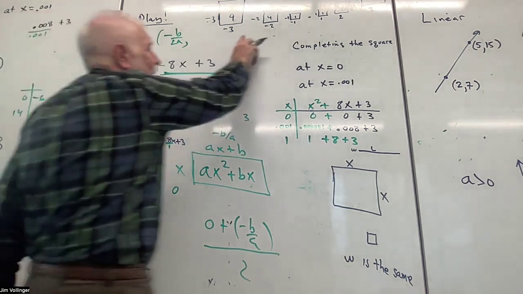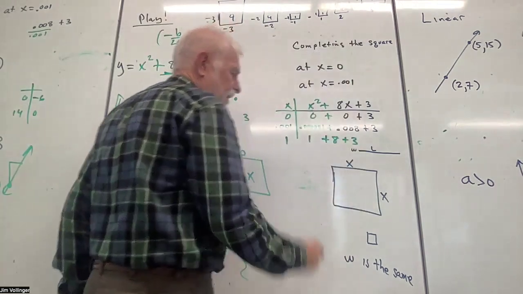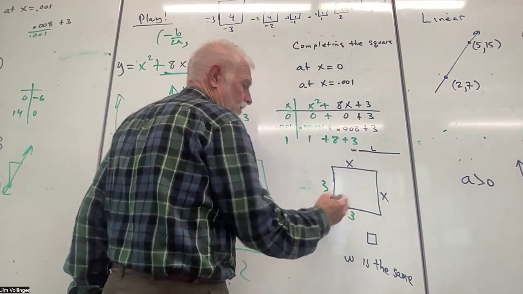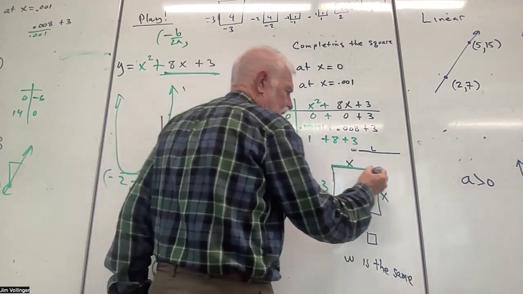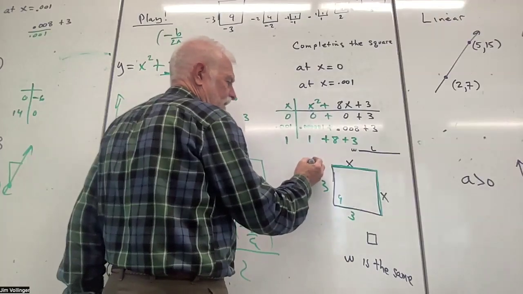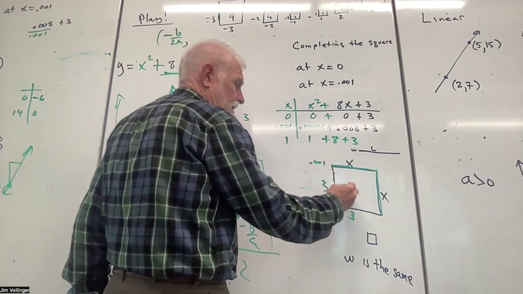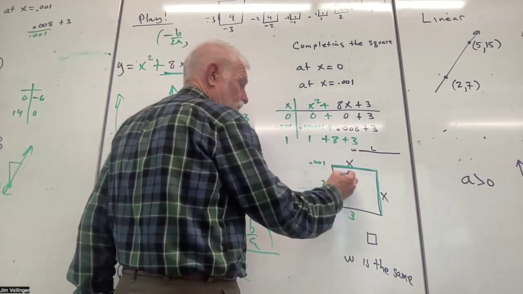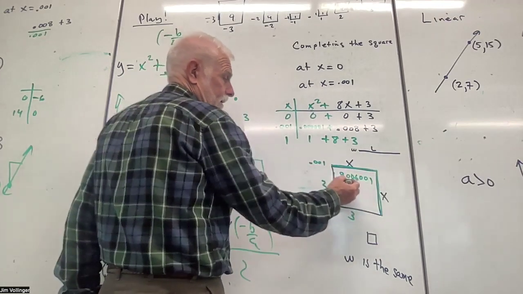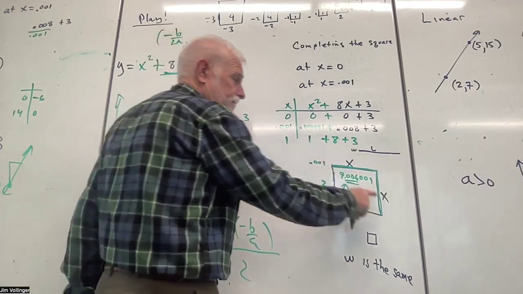Well, we got to go back to look at how things change, right? And if I did a 3 by 3, I get 9 units of area. But if I add a little strip, that little strip has a width of 0.001, then my area from 9 goes to 9.006001. And I can see that I've got twice the x value.